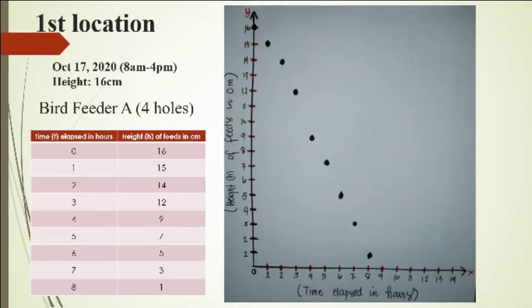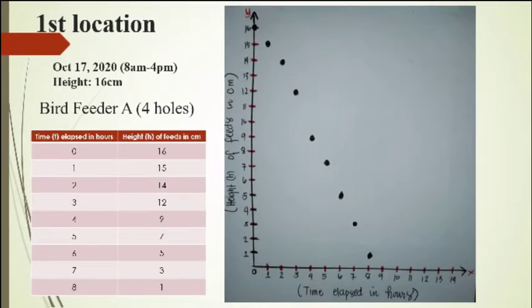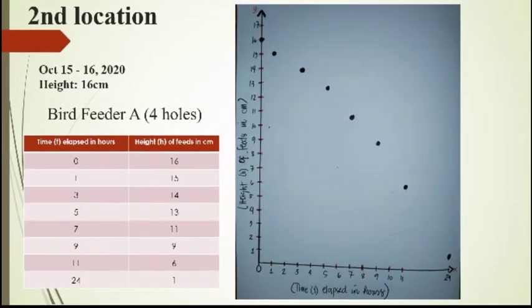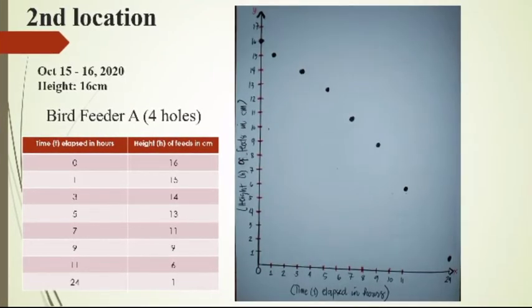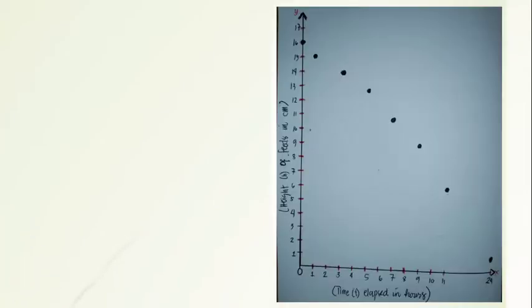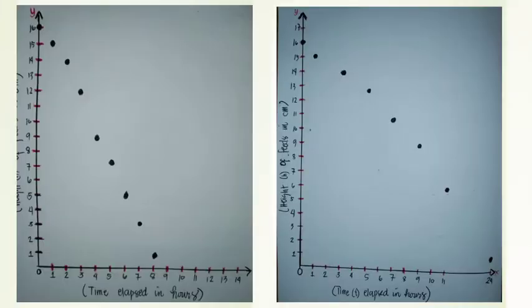The XY plane of the bird feeder with 4 holes in both first location and second location. This implies the difference between the two data sets. And in relation to variations, the data could be expressed as inversely proportional because as time increases, the height of the feeds decreases.